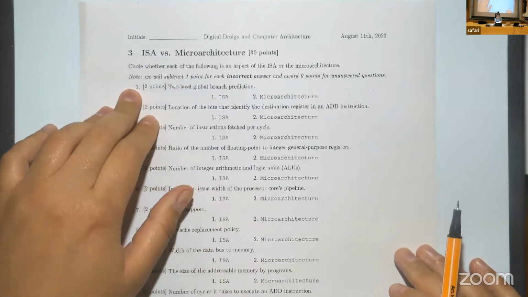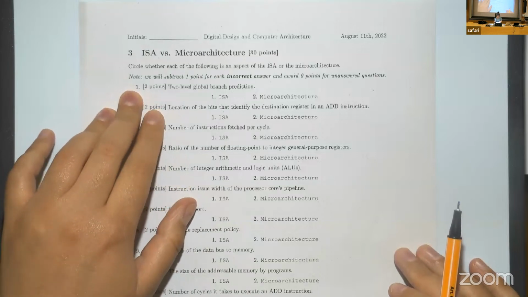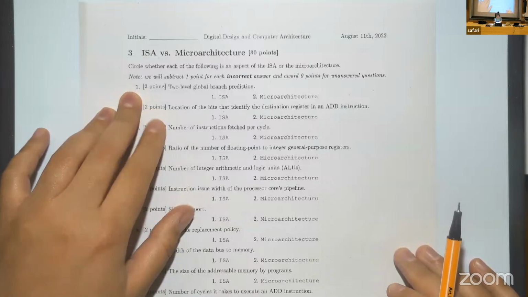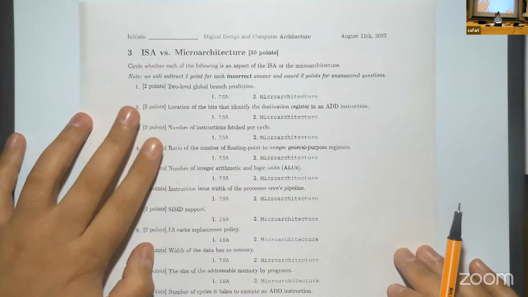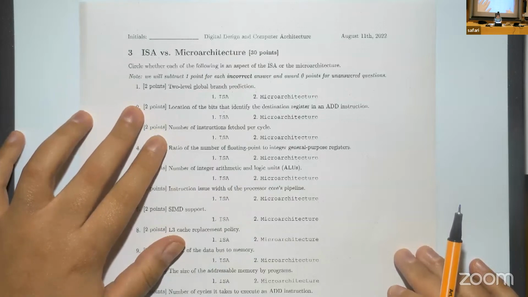In the example, please also pay attention to this note. I read over it very quickly now. We will subtract 1 point for each incorrect answer and award 0 points for unanswered questions. Okay, let's get to the first item, two-level global branch predictor.